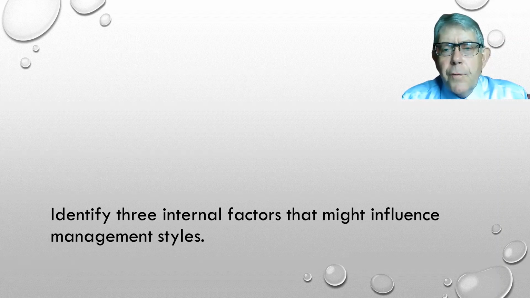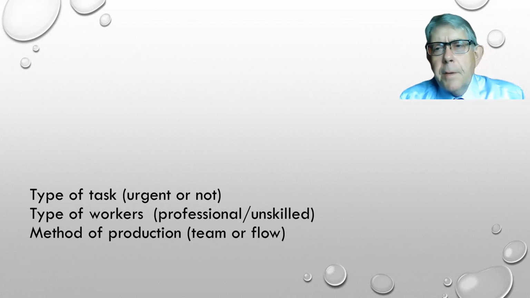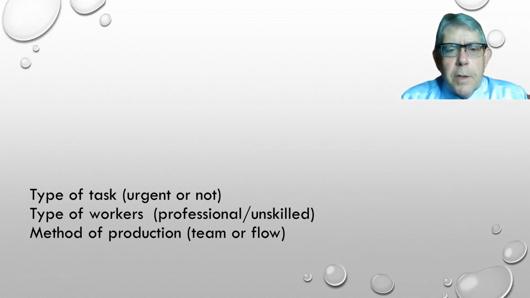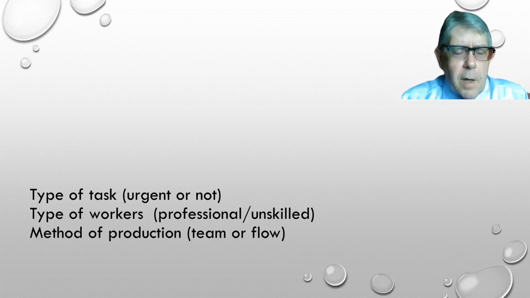Identify 3 internal factors that might influence management styles. Type of task, whether it is urgent or not. So if things need to be done very quickly, an authoritarian style might be more appropriate. Types of workers, whether they are professional or unskilled, and how they're behaving. And also the method of production, whether it's team or flow production. All these 3 are likely to influence the style of management that the boss adopts.